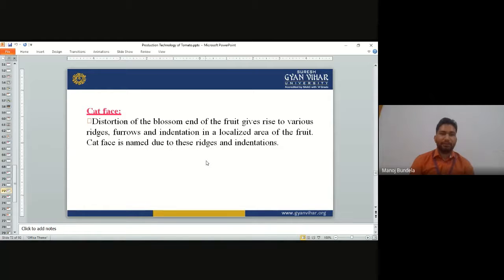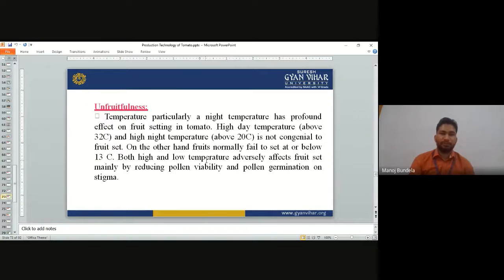Next is cat face. Deterioration, distortion of the blossom end of the fruit gives rise to various ridges, furrows, and indentations in a localized area of the fruit. Catface is named due to these ridges and indentations. Means the fruits look like a cat face because the blossom end does not develop normally; ridges are developed and there are indentations. Due to that, the fruits look like a cat face. So it is called the catface disorder.